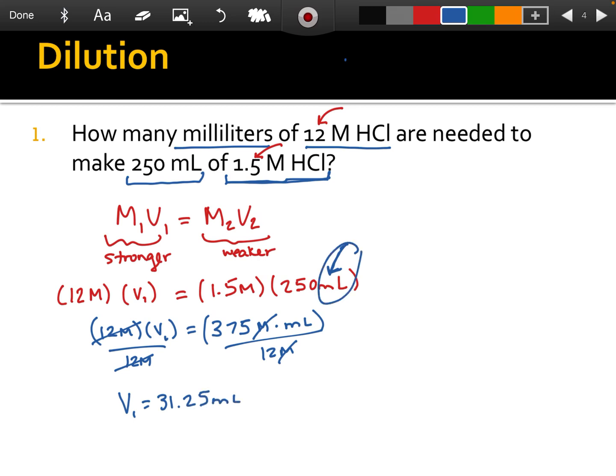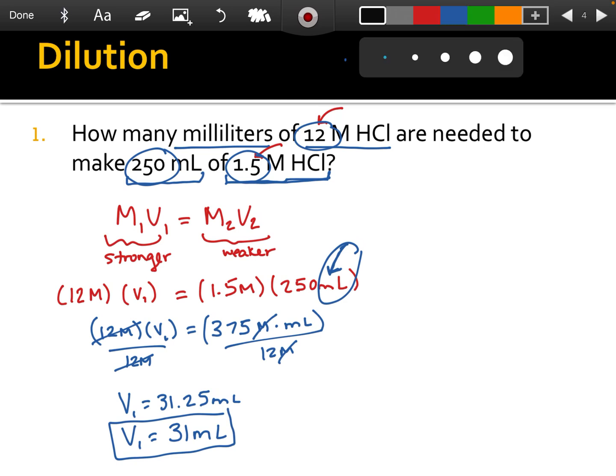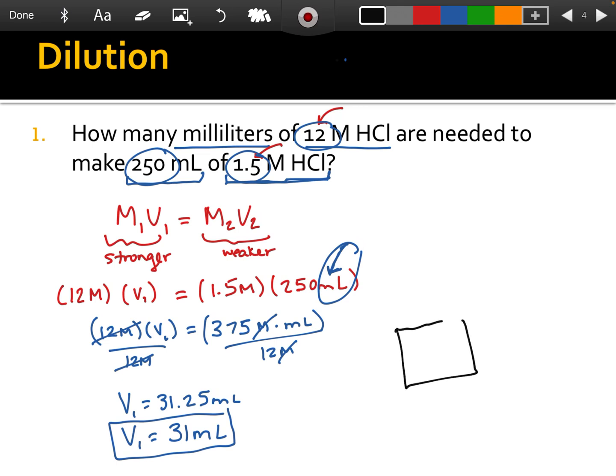And again, since the units here were milliliters, the unit for volume would be the same. So now we figured out, oh, sorry, we have to round for sig figs. 12 molar has 2 sig figs, 250 has 2 sig figs, 1.5 has 2 sig figs. So we would need 31 milliliters of this 12 molar solution. So again, if we were actually making the solution, we would measure out 31 milliliters.